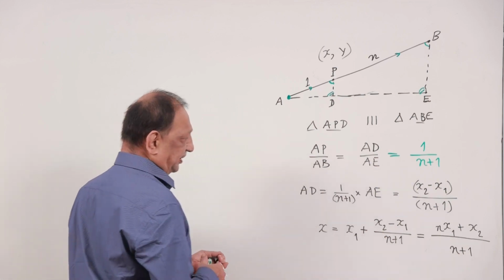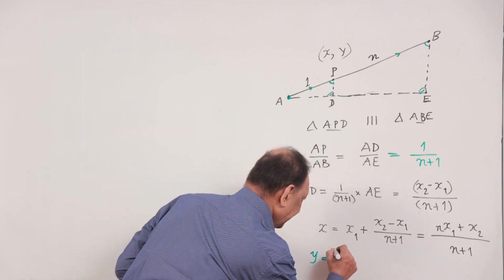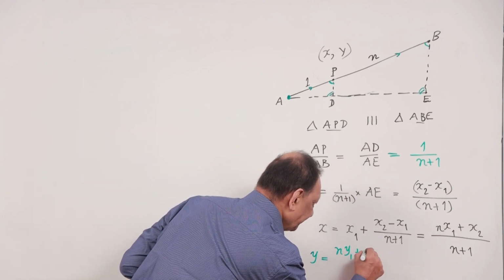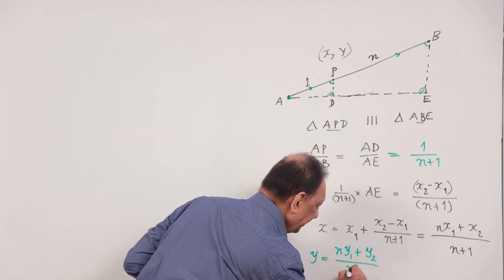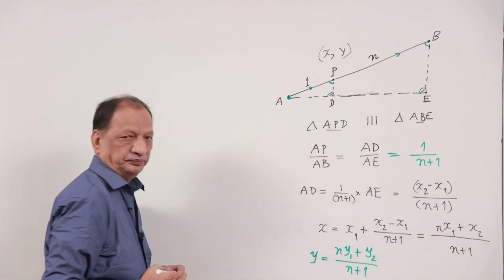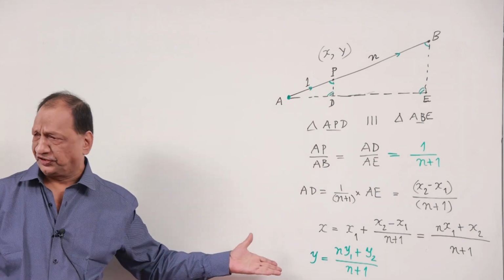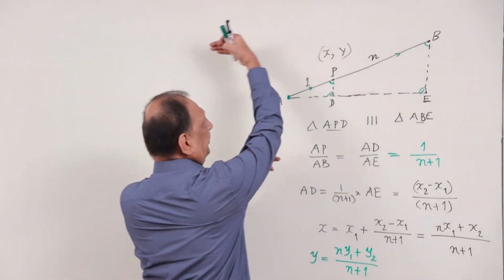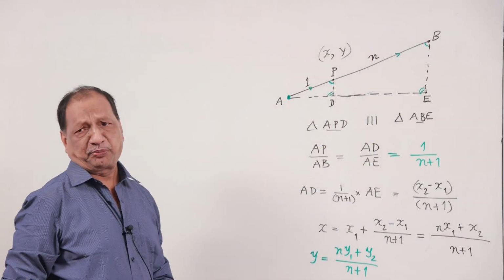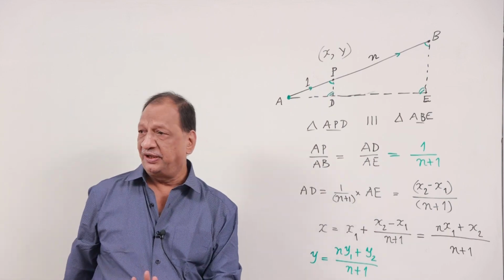symmetry we can write down what is y, n y1 plus y2 divided by n plus 1. Correct? No question. But if you want to find out, prove it, just drop the perpendiculars to the y-axis and apply Thales theorem, you will get this expression, ny1 plus y2 divided by n plus 1.